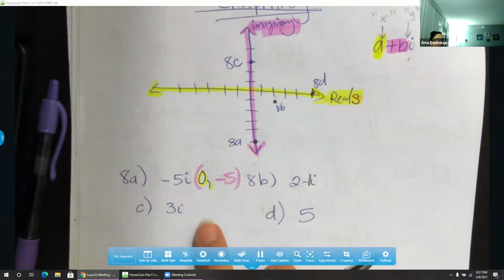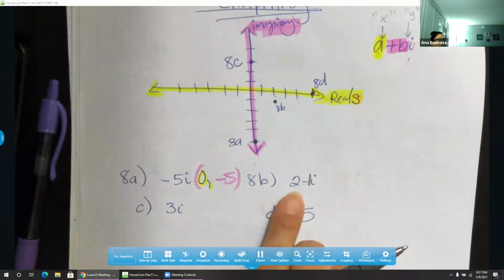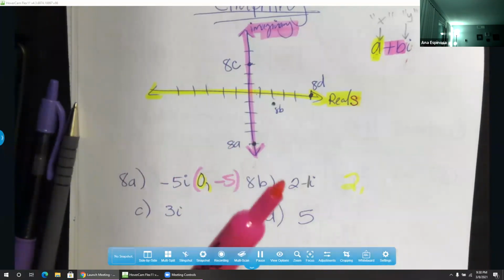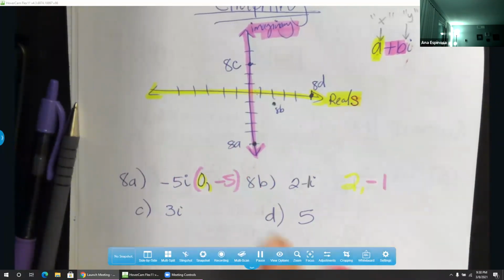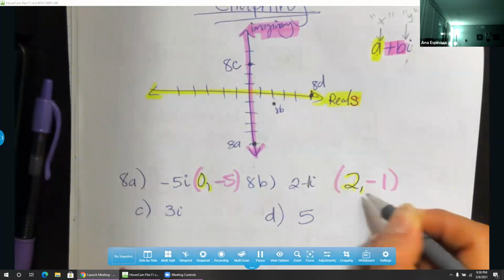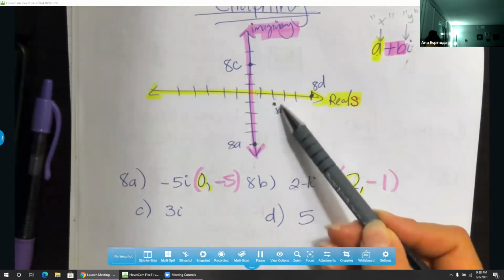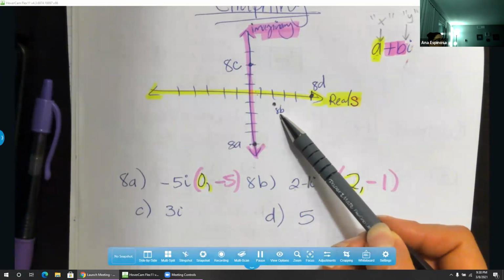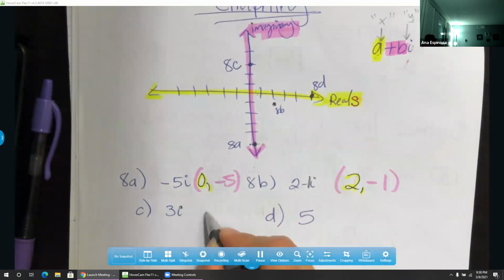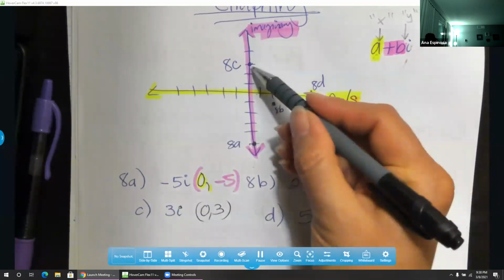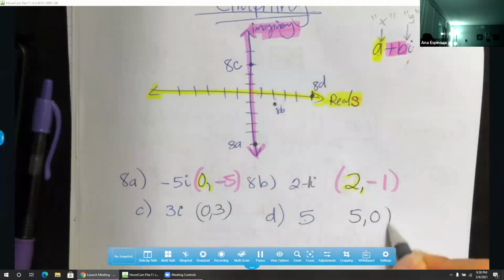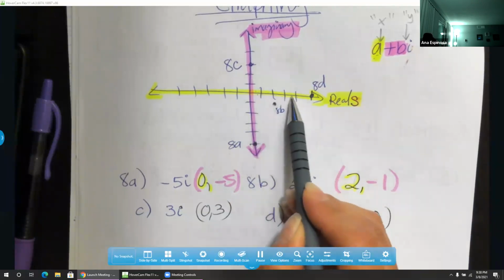So the a is 0, negative 5, and that's a dot down here on the y-axis. The next one is 2 minus 1i. That's the same thing as 2, comma, negative 1, which is this point right here. Down here, 3i is the same thing as 0, comma, 3, which is this dot up here. And this is just a single number, 5, no imaginary. That would be 5, 0: 1, 2, 3, 4, 5, 0.